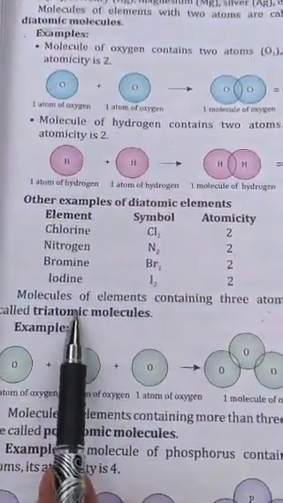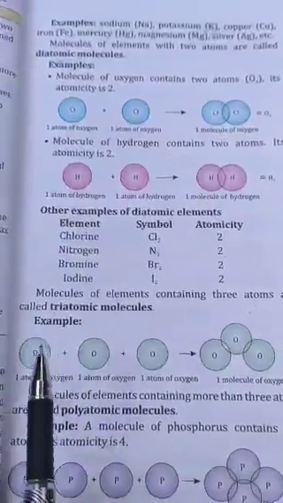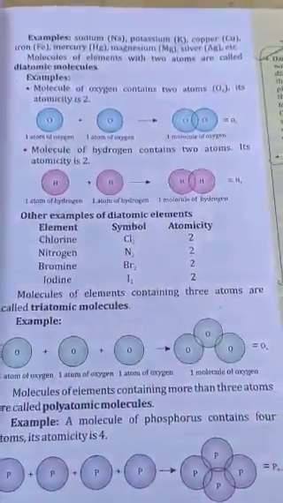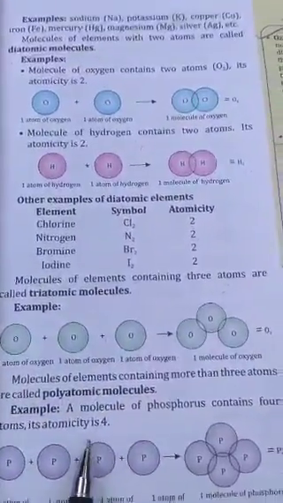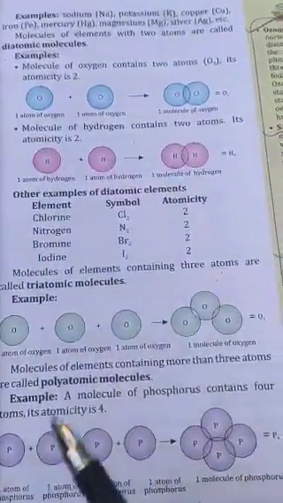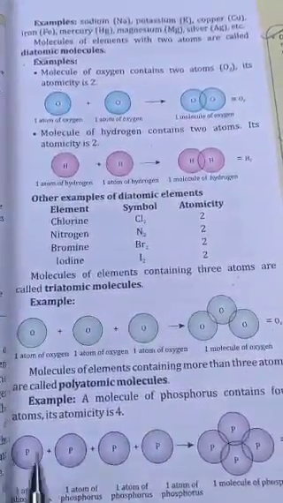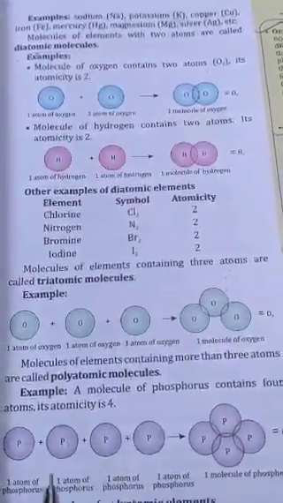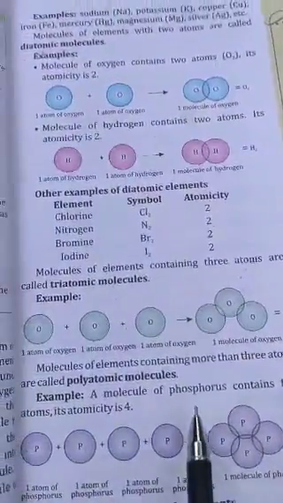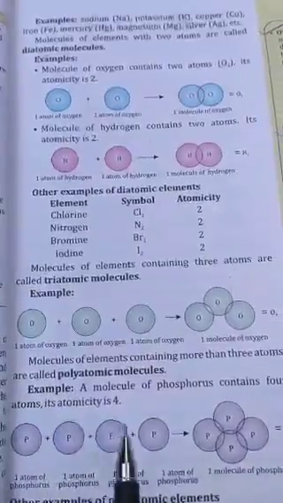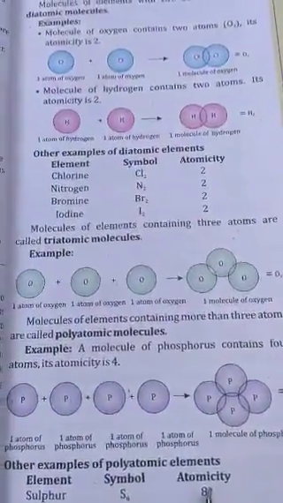Next, triatomic: molecules of an element containing three atoms are called triatomic. Here three oxygen atoms combine to form one ozone molecule, O3. Last is polyatomic. Polyatomic means more than three. Look here: four phosphorus atoms combine together to form P4, which is a molecule. So these are polyatomic molecules. Another example, sulfur, S8, atomicity is 8.